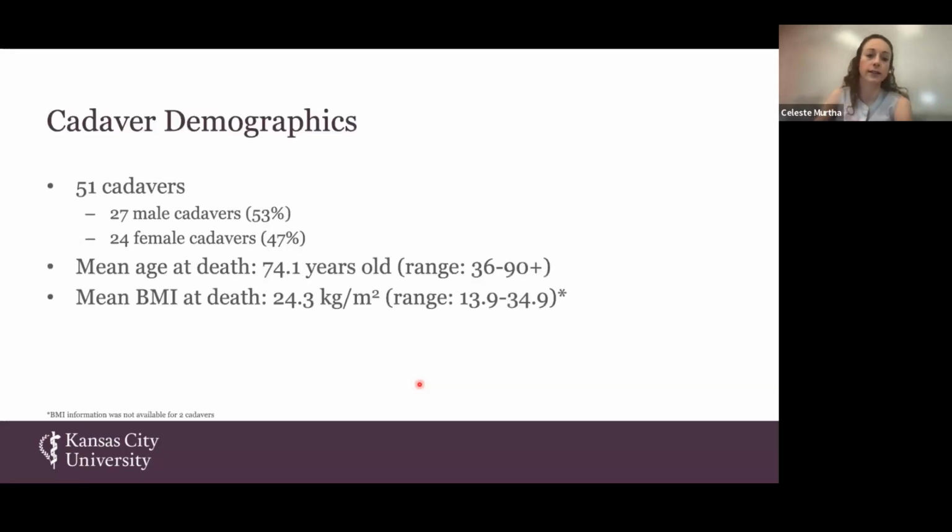Okay, let's talk about results. In terms of cadaver demographics, we collected data from 51 cadavers, 27 of which were male and 24 of which were female. So we were lucky that we had a pretty great male to female distribution.